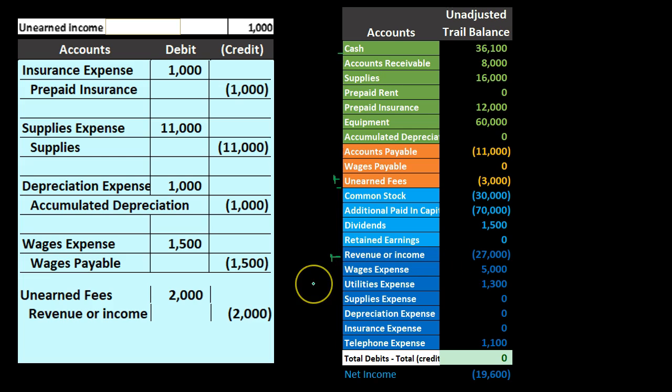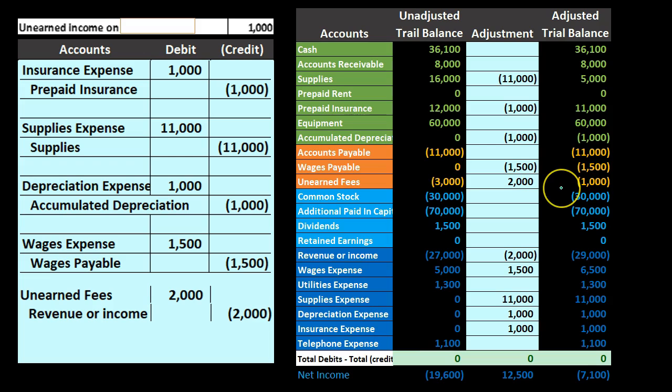Okay, so if we do that, then if we post this out, we're going to say that the unearned fees was at 3,000. It's going to go down by 2,000 to 1,000. The revenue or income is going to go from 27,000 up by 2,000 to 29,000. Notice this is the one transaction that we've seen so far that actually increases the revenue. So our adjusting entry actually increased us and makes us look better. Our net income is going up and our liabilities are going down.